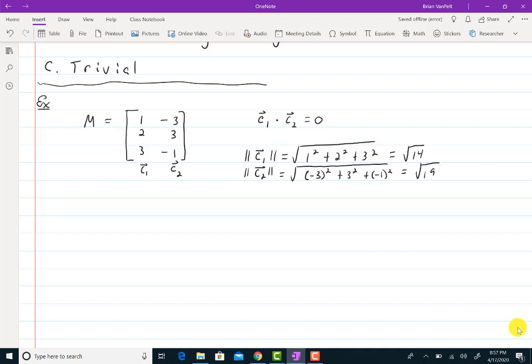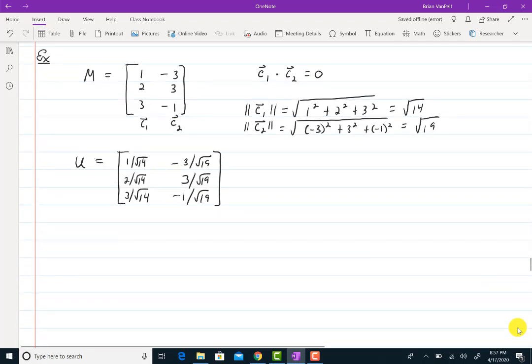So to make a matrix like the theorem, we are going to normalize the columns. We're going to normalize each of these columns. The first column I'm going to divide by the norm of C1. And I'll do the same thing for the second column. And notice that what we have here is a 3 by 2.